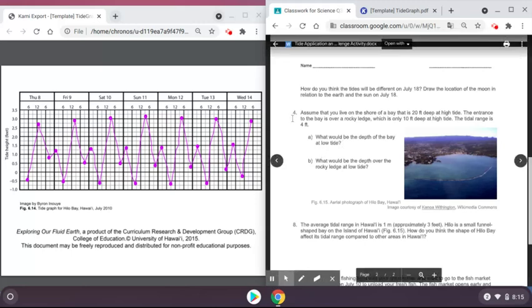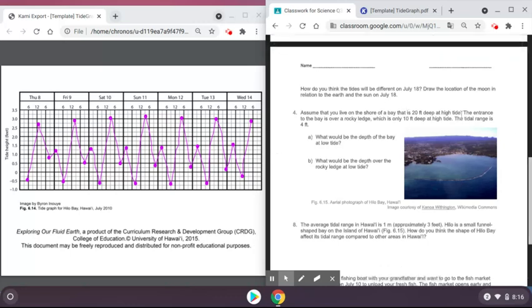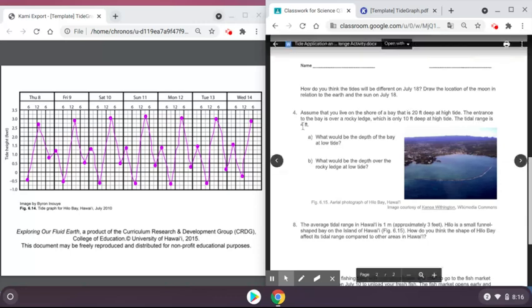So thinking about this question, we'll just start with the A. What would be the depth of the bay at low tide? You live off the bay that is 20 feet deep at high tide, and the tidal range is 4 feet. So it only changes 4 feet. At 20 feet deep, that's high tide. Our range is 4 feet. So how high would the water be at low tide? If we start at 20 feet, that's our high tide, and we drop only 4 feet, our low tide at the bay is going to be 16 feet.